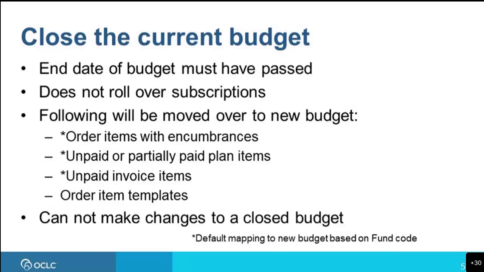So a few things to know about closing the budget. First of all, the end date of the budget must have passed. Closing the budget does not roll over subscriptions. They must be renewed. And the following will be moved over to the new budget. So order items with encumbrances, unpaid or partially paid plan items, unpaid invoice items, and order item templates. Note that the default mapping to the new budget is based on fund code. Also note that you cannot make changes to a closed budget. So that means you cannot unpay or make changes to invoices on a closed budget, although you can change the fund for a paid order item on a closed budget if you want.